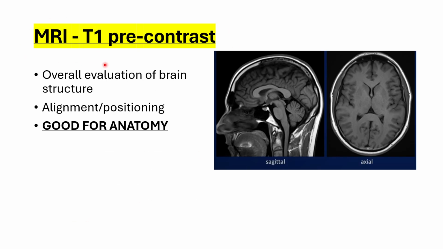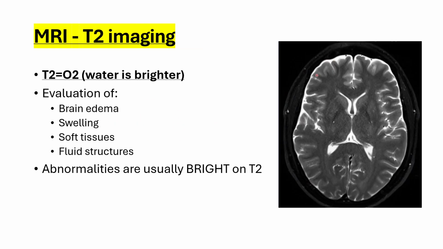So this is T1 pre-contrast, and we'll talk about post contrast in a second. Really, the biggest thing for this is if you want to look at anatomy, this is the best kind of image you would get. It's good for overall evaluation of brain structure, alignment, and positioning. But overall, you're looking at anatomy.